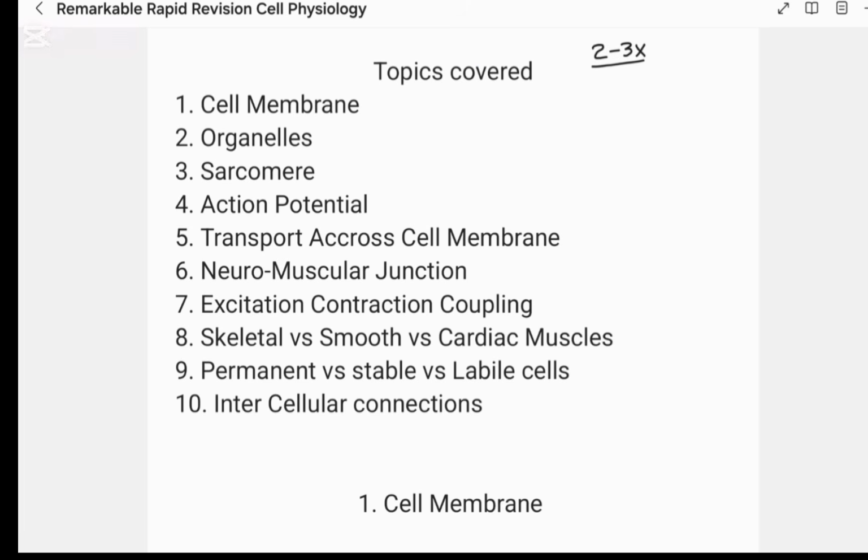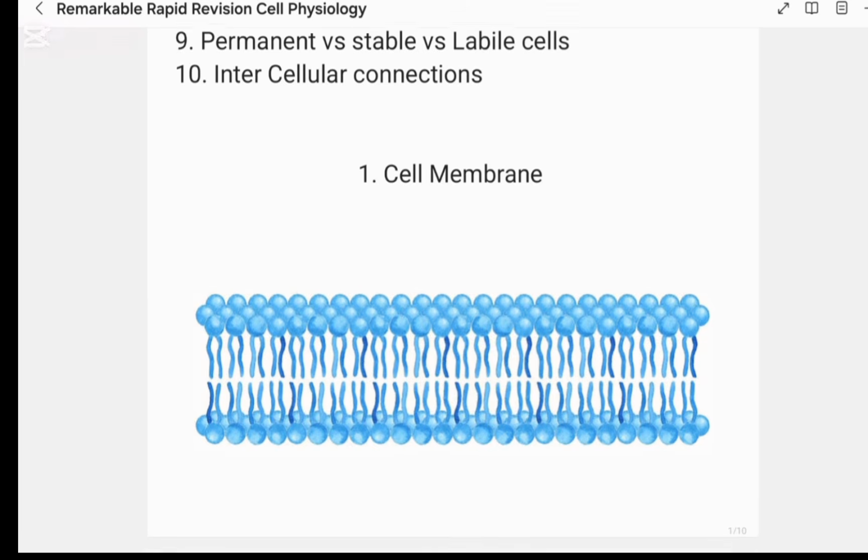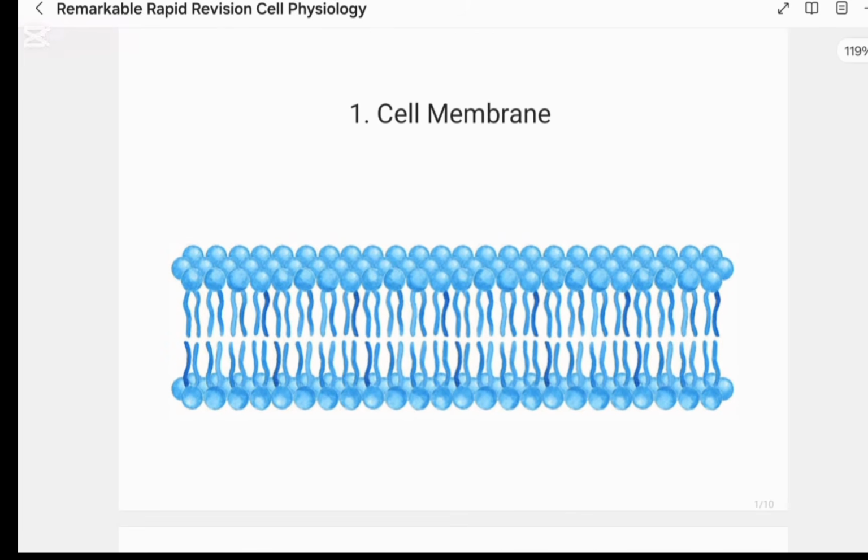So timestamps will also be provided, so you can simply go to your topic जिसमें आपको confusion है, और otherwise I'll recommend कि आप एक दफ़ा go through कर लें इन सब topics को. So let's just start with the first topic, which is cell membrane.